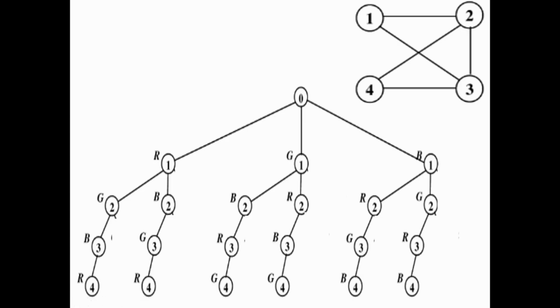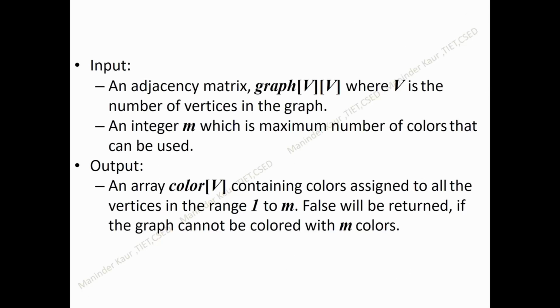In a similar manner, we can draw the state space tree for any graph and apply backtracking to solve it. Now, the general input for the graph coloring problem is that you input the graph in the form of an adjacency matrix, and you tell the number of colors required to paint that graph. The output will be a matrix representing the colors in the form of indices like 1, 2, 3, which represent the different colors in which the different vertices have been painted.